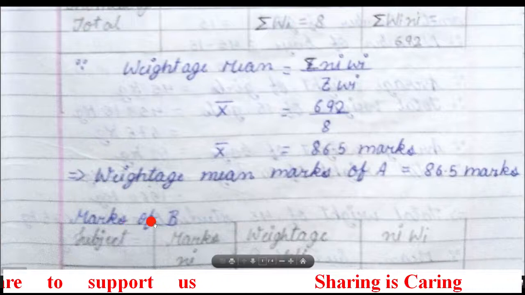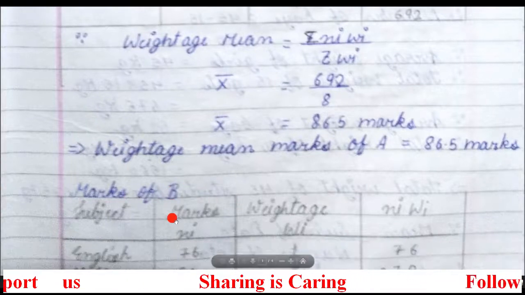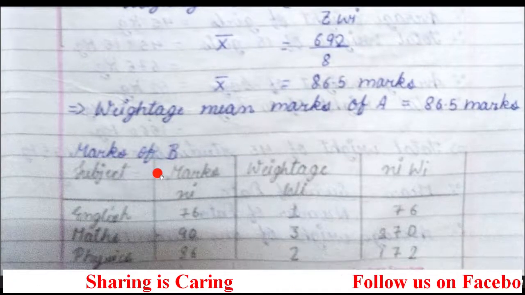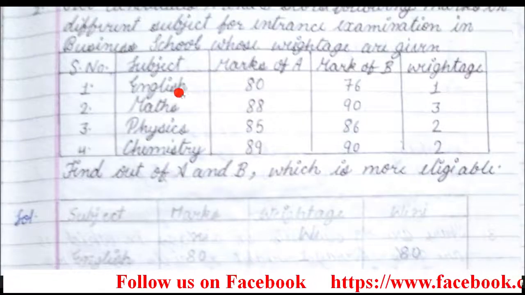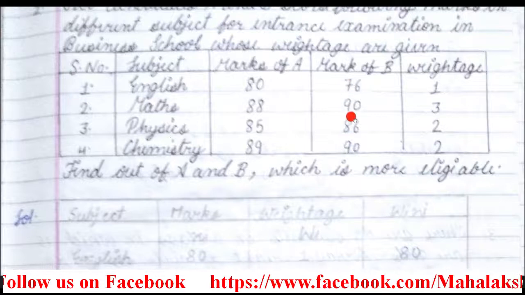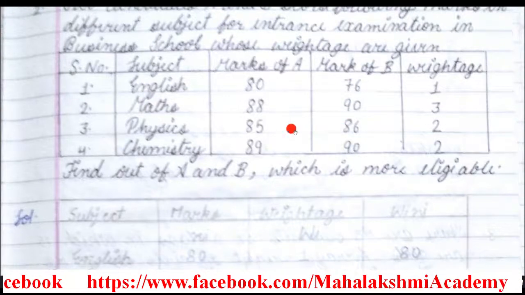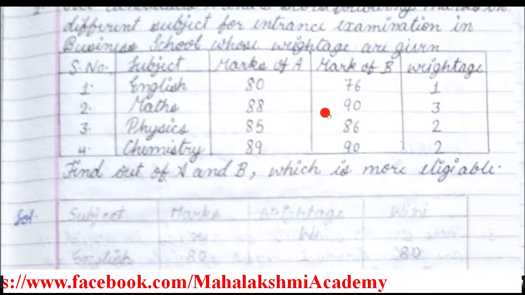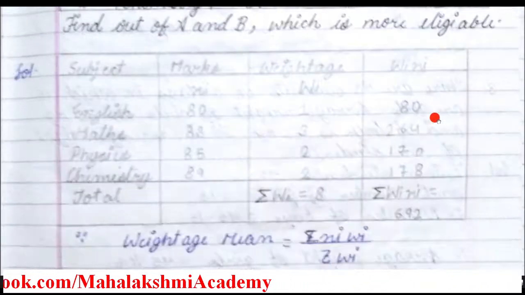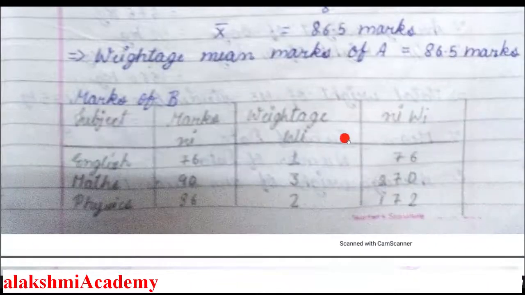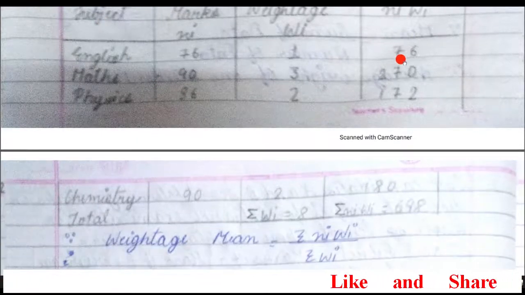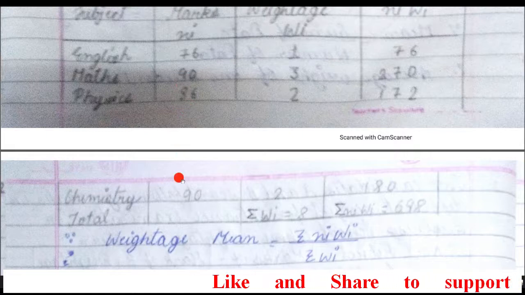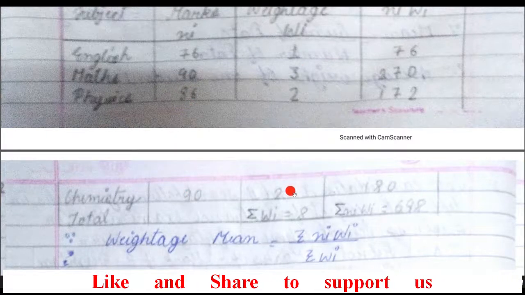Now for B, weightage marks for B we are doing. Now for B, just see the table given in the question. These are the subjects and these are the marks and weightage is same. That's why only this column and this column and this column will be written down in the table. I hope it's clear to you. That is the subject, marks and weightage and then Xi Wi. This is from the question itself, this column, and this weightage is also from question.